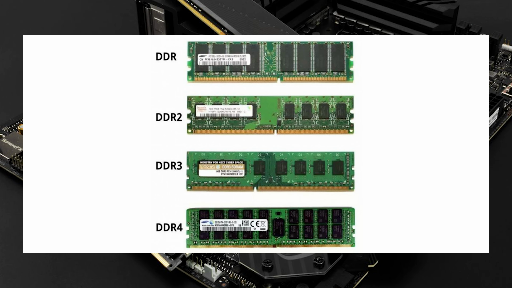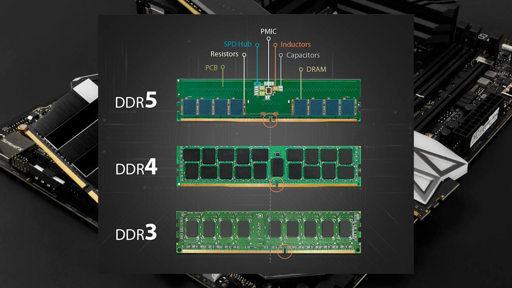DDR1 arrived in 2000. It doubled the transfer rate over SDRAM and set the foundation for modern RAM. DDR2 improved on that with higher speeds and lower power usage. DDR3, launched in 2007, became the go-to for many systems for over a decade. DDR4 hit the scene around 2014. It boosted speeds up to 3,200 MHz or more, reduced power even further, and introduced better internal efficiency.